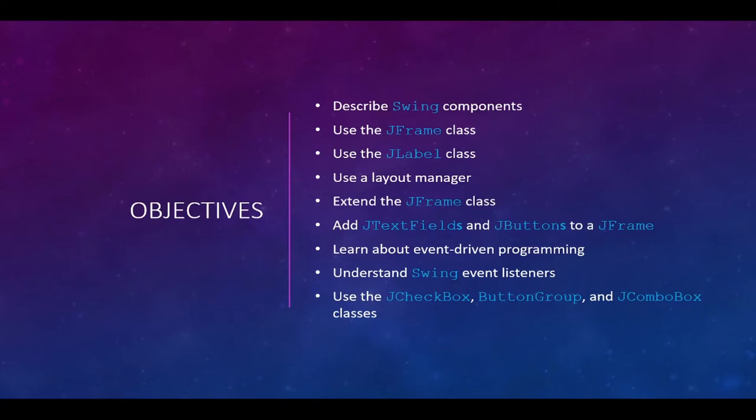So we are going to describe swing components. We're going to look at particularly a JFrame, a JLabel, a JTextField, JButton, and a JCheckBox. Sorry. A JComboBox, and a ButtonGroup. ButtonGroup doesn't have a J, don't know why. Within that, we're going to talk a little bit about a layout manager and how to make everything look pretty.